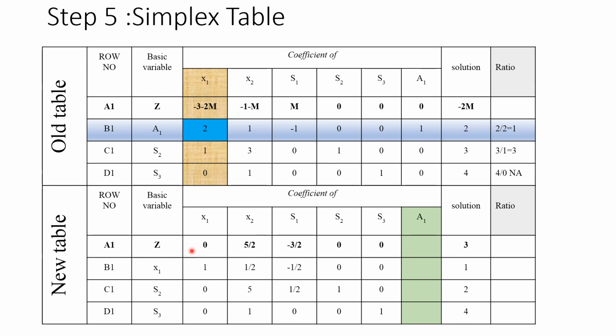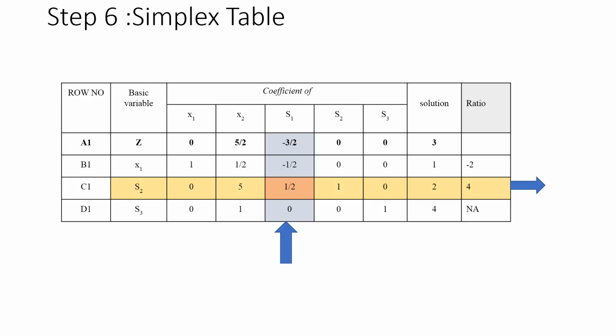And 4 value divided by 0 will be infinity, which is not applicable. Okay, so the minimum positive number from this is 1, and your new entering variable or key variable is x1. Okay, the key row and key column coincide. This will be your key element.